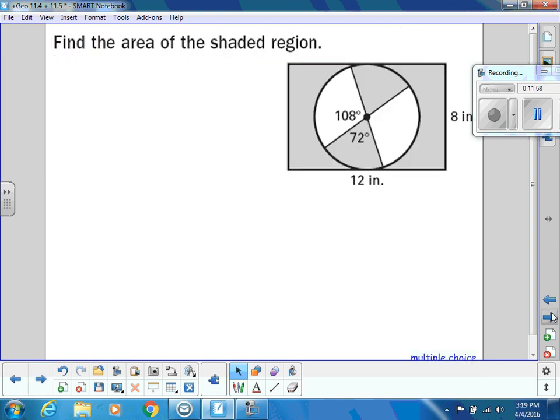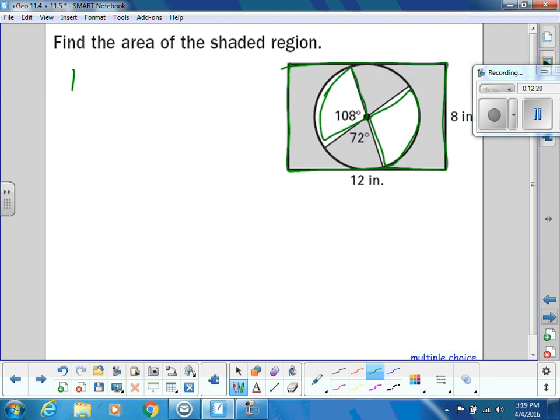All right, then let's look at this one. We're trying to find the area of the shaded region. And notice that this area is everything except the white part. So I'm basically going to take this rectangle and I want to subtract the white area. So those are sectors. So here's our plan. Area of the rectangle minus 2 of the area of the sectors.